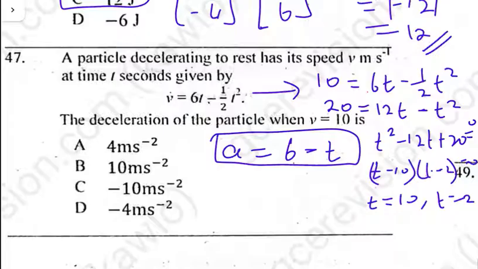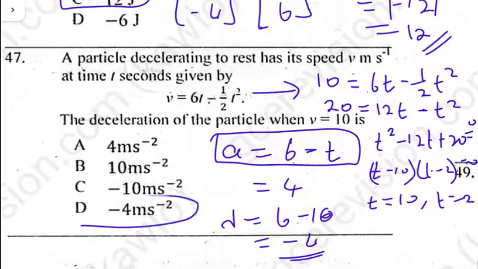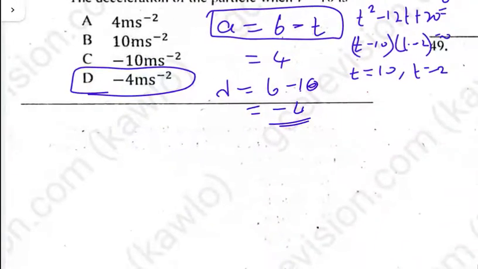So let's take 2 and see. As you know, it will be 6 minus 2. What's 6 minus 2? 4. But this one is going to be acceleration, right? So we need deceleration. So deceleration will be equal to 6 minus 10, negative 4. So we're going to take negative 4 because it says decelerating. Okay, this acceleration is positive. With decelerating, the acceleration is going to be negative.